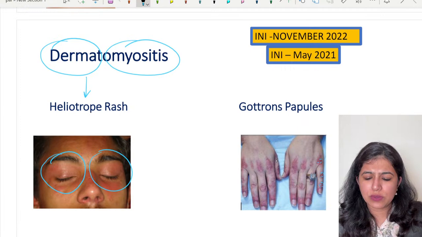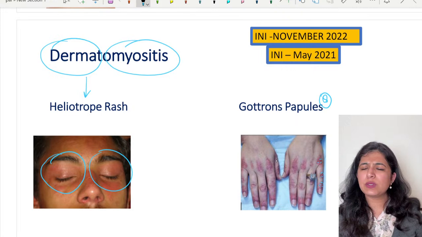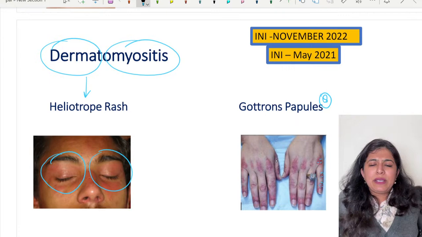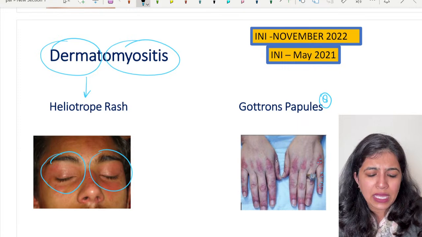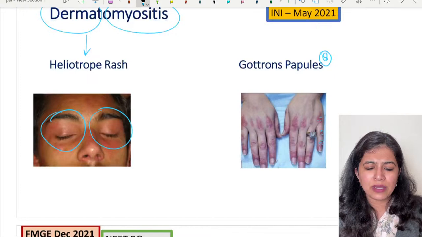So very, very important question. Pathognomonic lesion of dermatomyositis, Gottron's papules. What is the type of myositis here? Can anyone tell me? This was probably a question asked in the January 2023 exam also. A patient presents with skin rash, with difficulty in climbing stairs, combing the hair. So what is this? This is bilateral proximal myopathy. So dermatomyositis has proximal myopathy plus heliotrope rash and Gottron's papules.